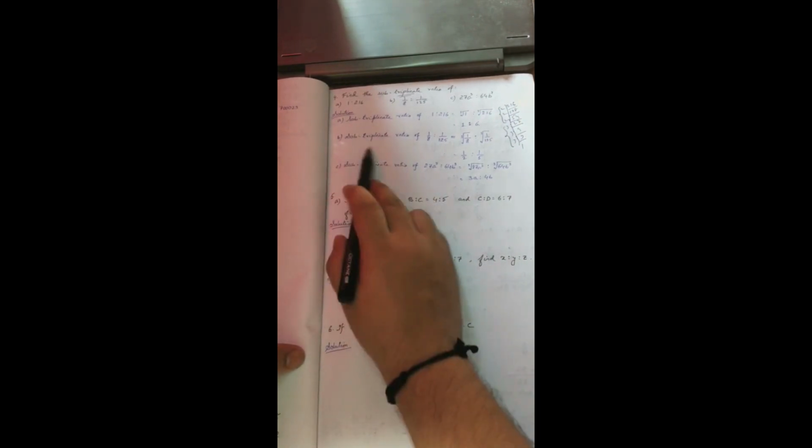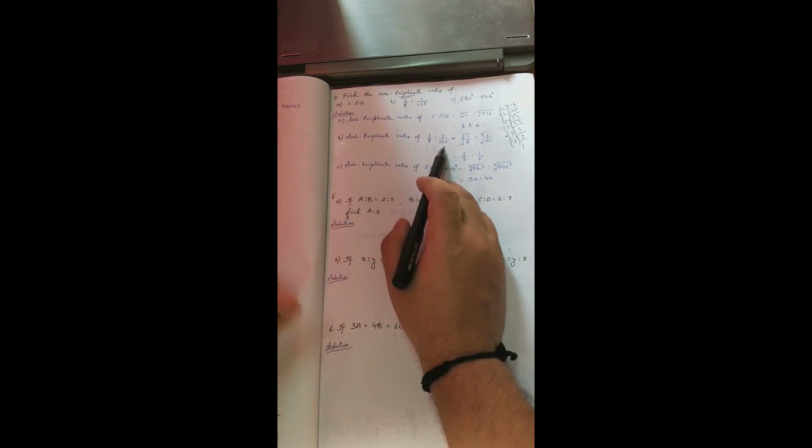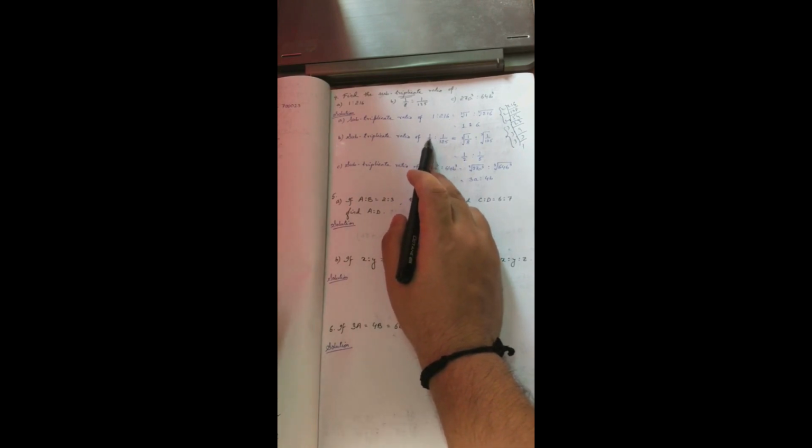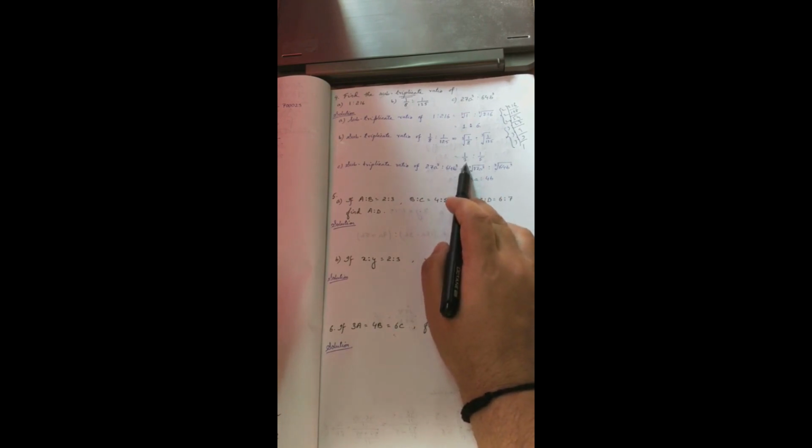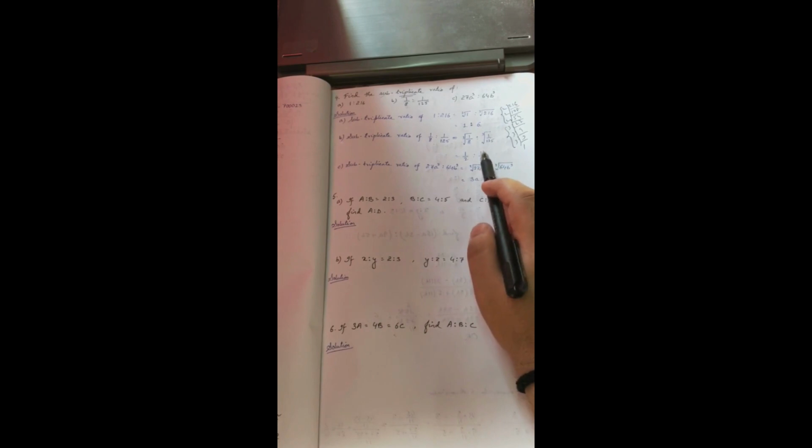Next, subtriplicate ratio of 1/8 is to 1/125. So 1/8. We all know that cube root of 1 is 1, okay, and cube root of 8 will be 2, because 2 into 2 into 2 is 8. Next, here again cube root of 1 is 1 and cube root of 125 will be 5.